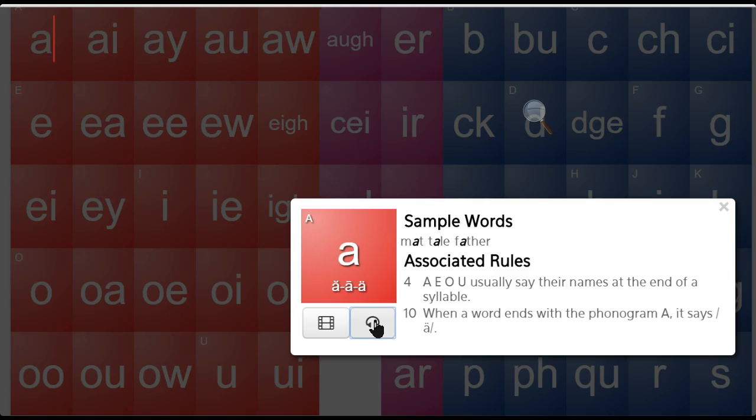And we will learn the rules that govern this. It says right here, A, E, O, U usually say their name at the end of a syllable. When a word ends with the phonogram A, it says A. But that is the associated rule for that one. You will get this.